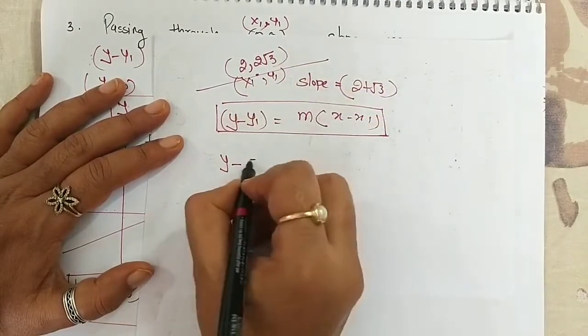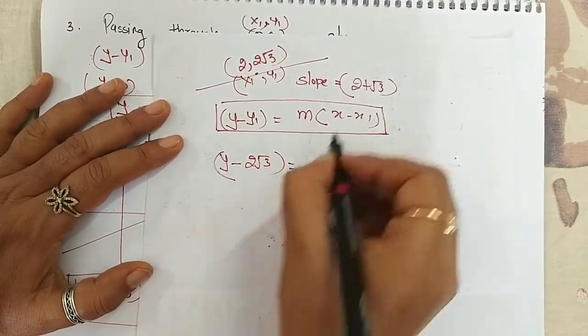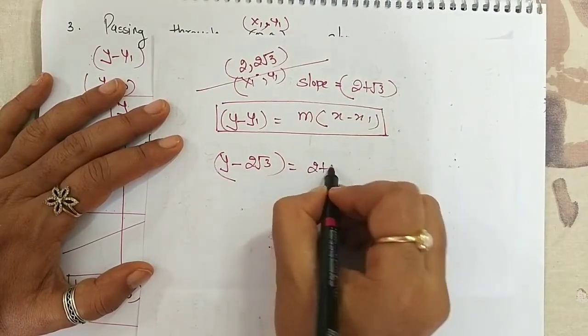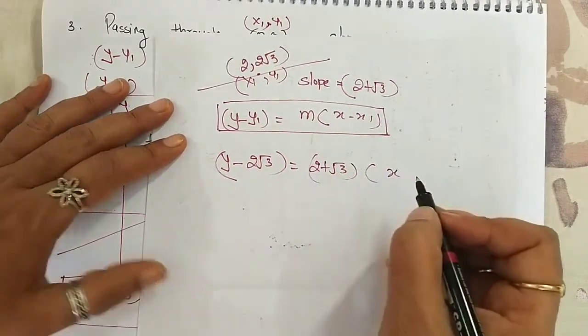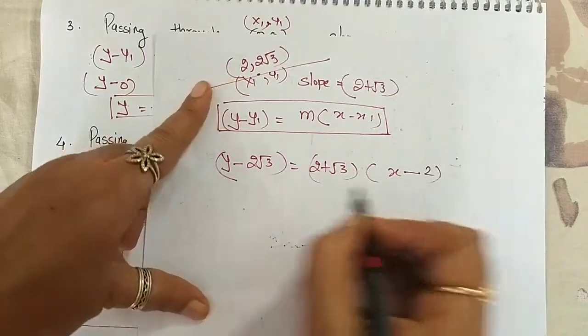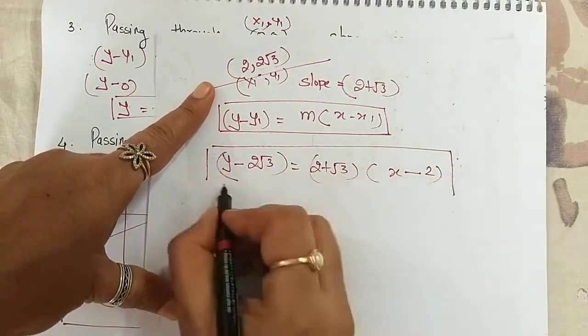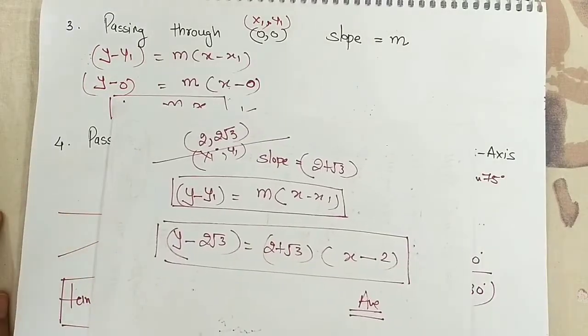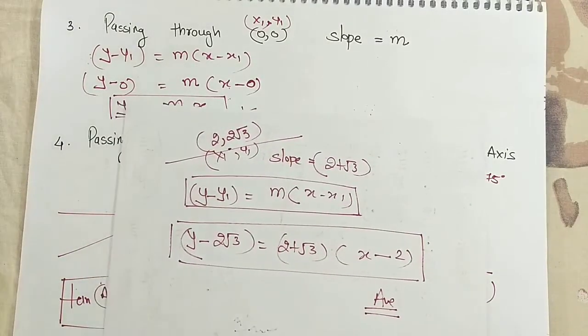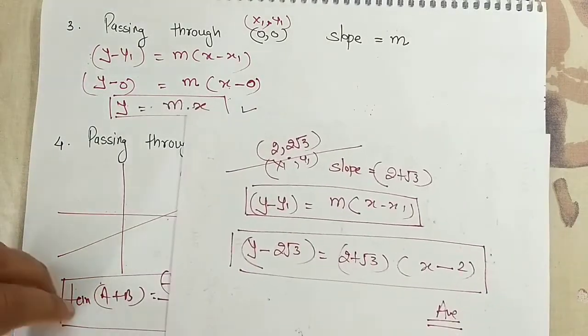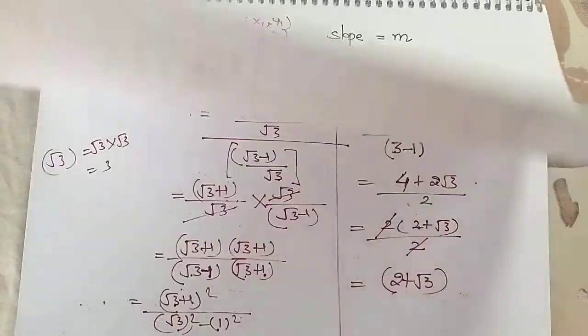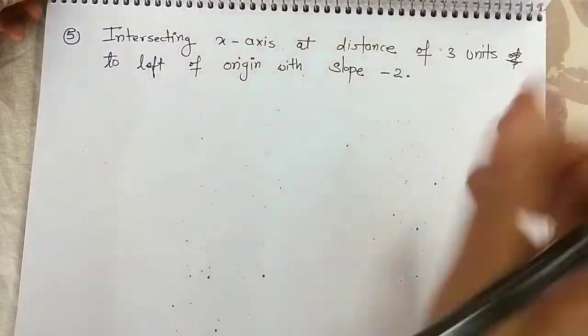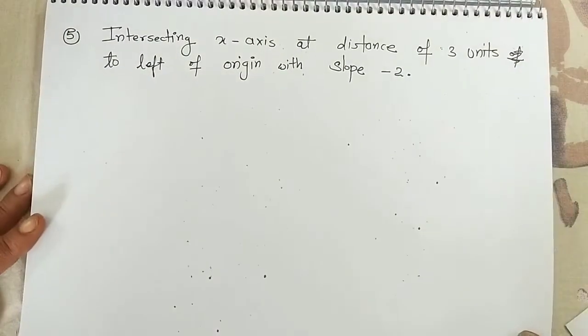So y minus y1 is 2√3, m is 2 plus √3, into x minus x1, which is 2. You can leave it here, guys. This is your final answer. I hope you understood. This was question number 4. Correct. Now let me do question number 5.